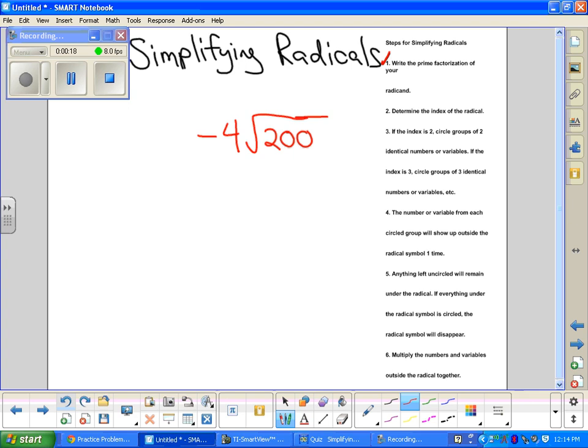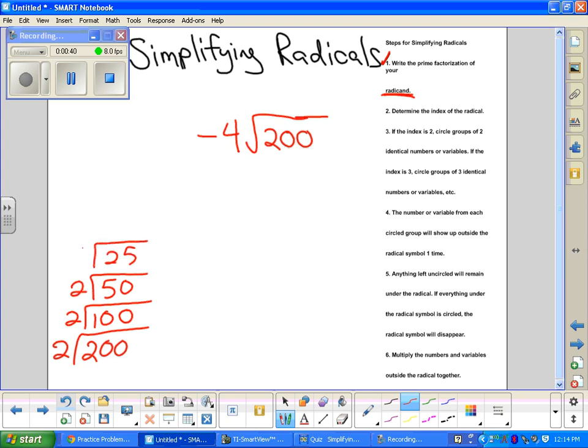Step number 1 is the same. Write the prime factorization of your radicand. Radicand means what's inside the box. All right, so we have to break down the 200. I know that 2 goes into 200 100 times. 2 goes into 100 50 times. 2 goes into 50 25 times. And 5 goes into 25 5 times. So I've broken it down.